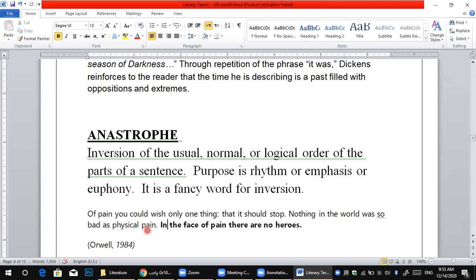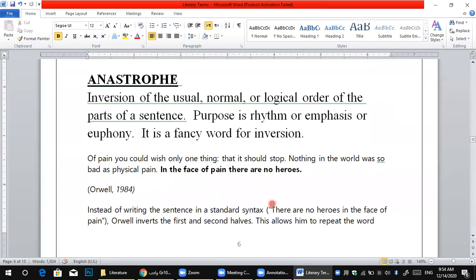Pay attention here, he said: "In the face of pain, there are no heroes." Okay, this sentence should be written like this: "There are no heroes in the face of pain." The sentence is "there are no heroes." Okay, so number one, in the face of pain.